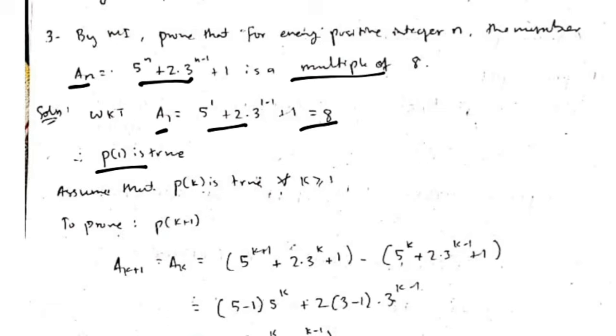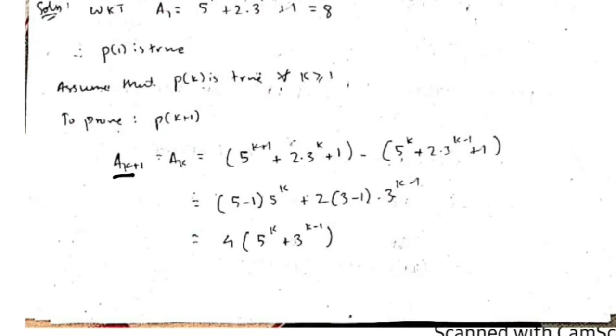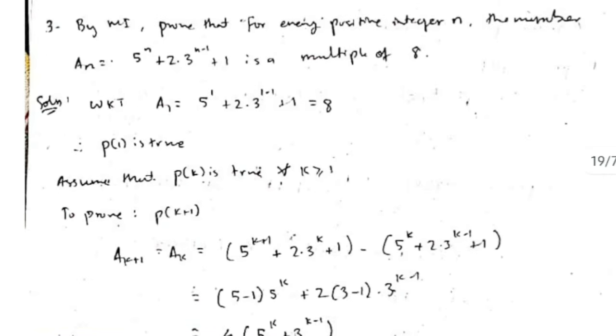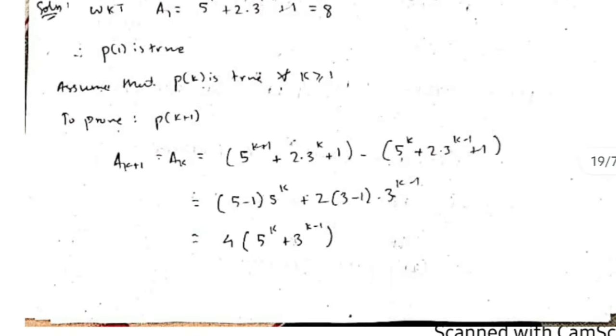Okay, so therefore p of 1 is true. Assume that p of k is true and we have to prove for p of k plus 1. Now what is p of k plus 1? Now a of k plus 1 is equal to, instead of n, in the place of 5 raised to n, we will write 5 raised to k plus 1.